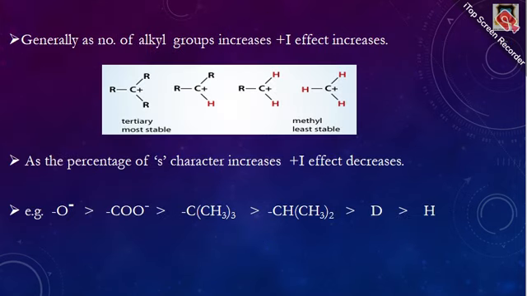And next, generally as the number of alkyl groups increases, plus I effect also increases. Therefore, here in this tertiary, there are total three alkyl groups which increase the electron density around the positively charged carbon atom. Therefore, tertiary carbocations are more stable than secondary, primary, and methyl. As percentage of S character increases, the plus I effect decreases. For example, O minus, CO minus, CH3 thrice, CH3 twice, deuterium and hydrogen.